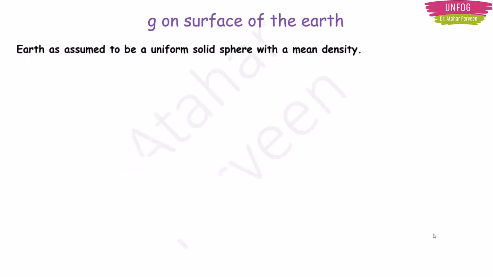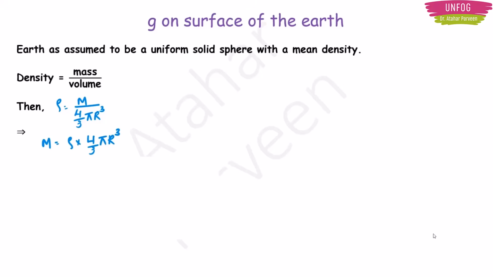Now we assume that the earth is a solid sphere with a mean density. So density will be equal to mass upon volume. You know this, right? But then we know that volume of a sphere is 4 by 3 pi r cube, right? So I can write it as 4 by 3 pi r cube. And that's why I can write m is equal to, density symbol is rho. M is equal to rho into 4 by 3 pi r cube.